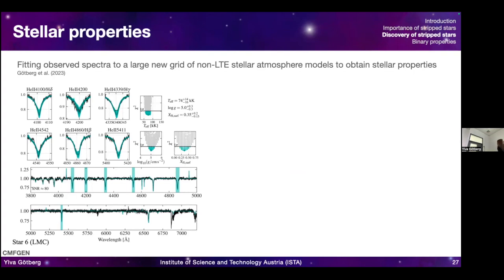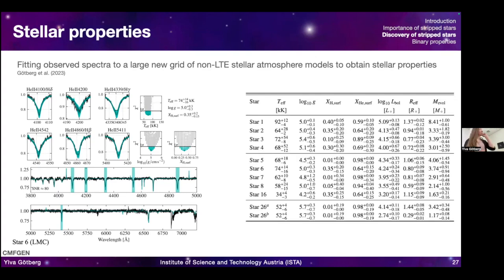And we fitted these 6 lines on top there and obtained a best fit effective temperature of about 75,000 Kelvin, a surface gravity of log g of 5. For comparison, main sequence stars have about 4. And the surface hydrogen mass fraction of 0.35. Now, this is not 0, it's not a pure helium star, but it's also not like main sequence stars that have something like 0.7. This is hydrogen poor, not hydrogen free.